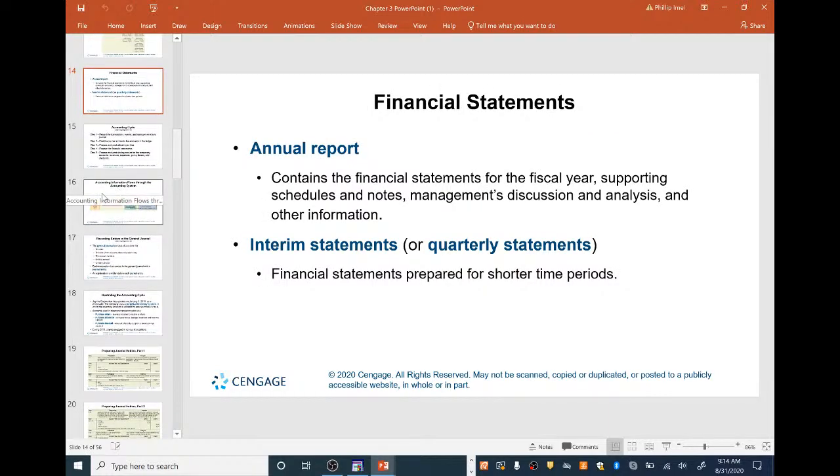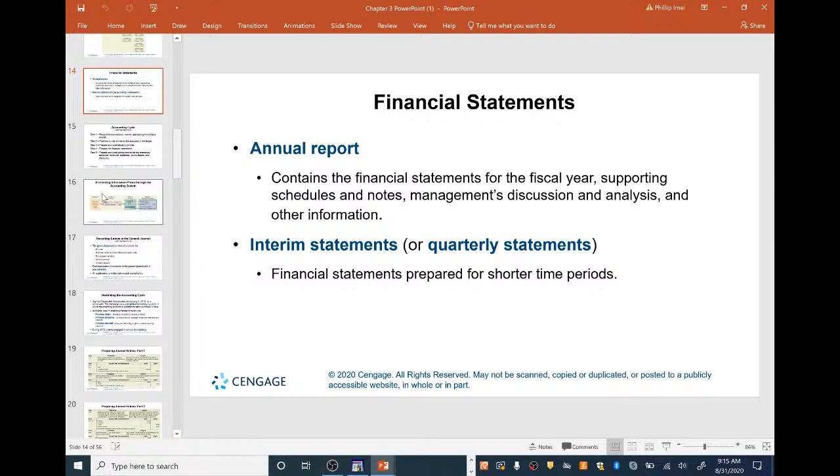Let's talk about the financial statements. Remember, this is the output of the accounting system. The annual report, what is it? It contains the financial statements for the fiscal year, the supporting schedules and notes, management's discussion and analysis, and other information, okay?